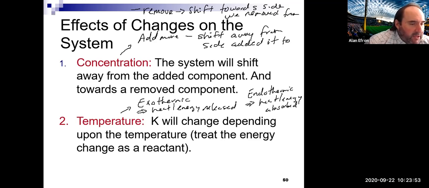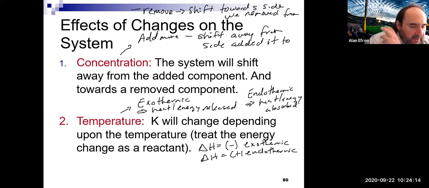And usually the most common way this is displayed in a reaction is they will give you the delta H value. And again, if the delta H value is negative, that is exothermic. And if the delta H value is positive, that is endothermic.